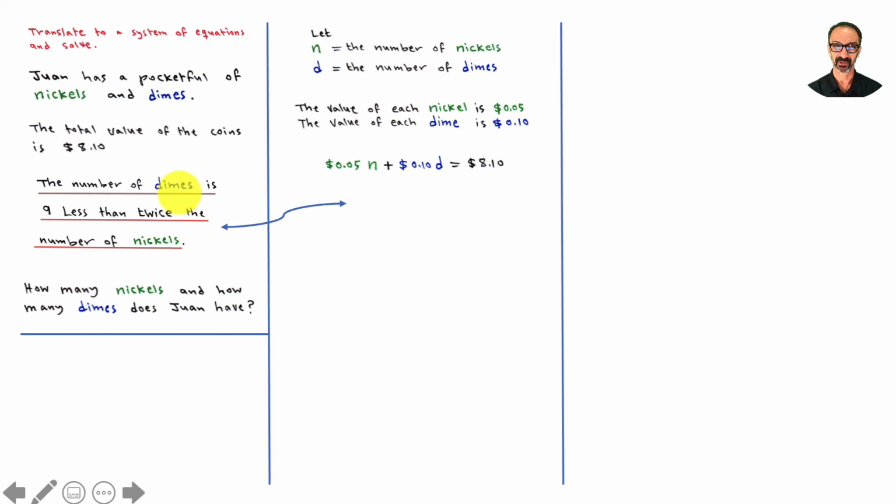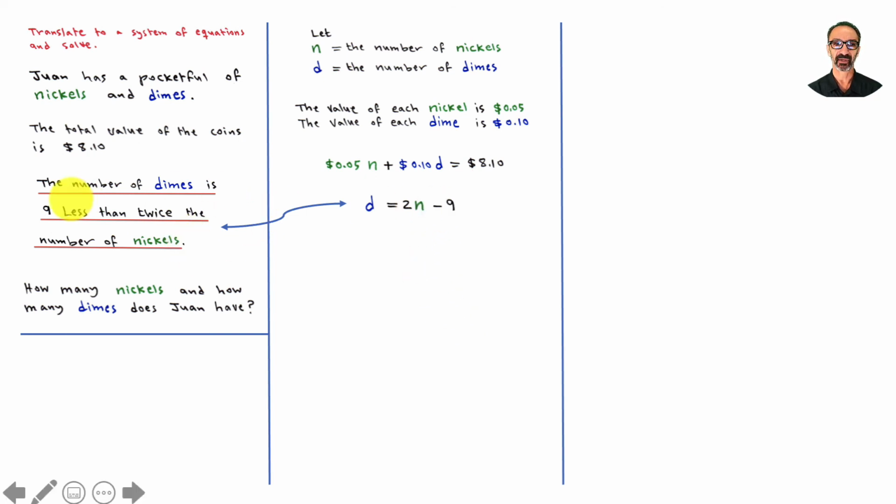The word "is" will be translated to an equal sign. So d equals 9 less. Sometimes students write 9 minus. No, it's not 9 minus. Twice the number of nickels is not hard to translate. It's 2n. I don't want to confuse you.